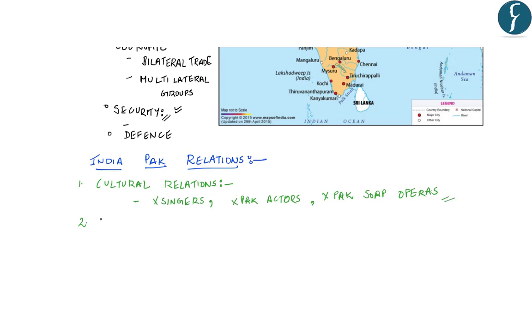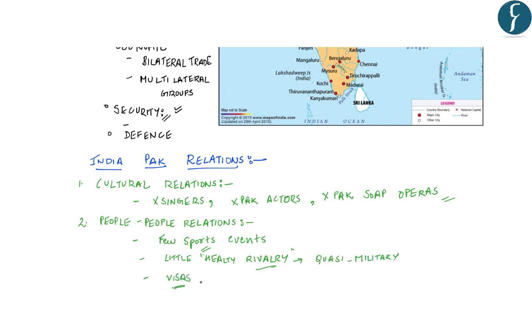The other thing she talks about is people-to-people relations, which is actually part of cultural relations. Now this people-to-people relationship is also suffering because we have very few sports events, and we all know that sports is a very good activity to build relationships among people. And whenever these sports events even happen between India and Pakistan, there is little healthy rivalry, and they actually turn into quasi-military contests. A victory in the game is taken as a victory in a war and the defeat is taken as a disgrace. Besides that, the visa regime is also very strict.